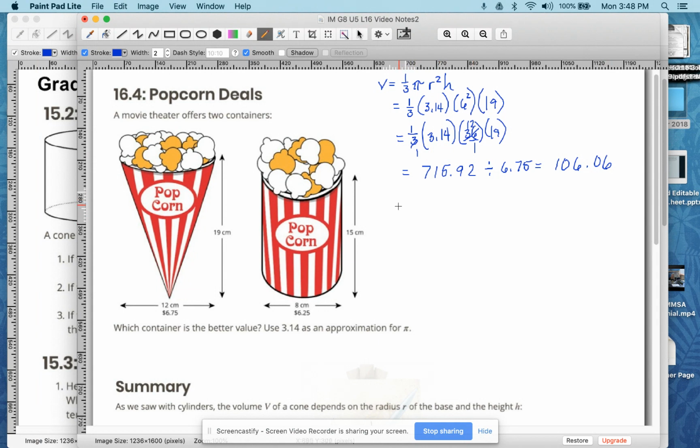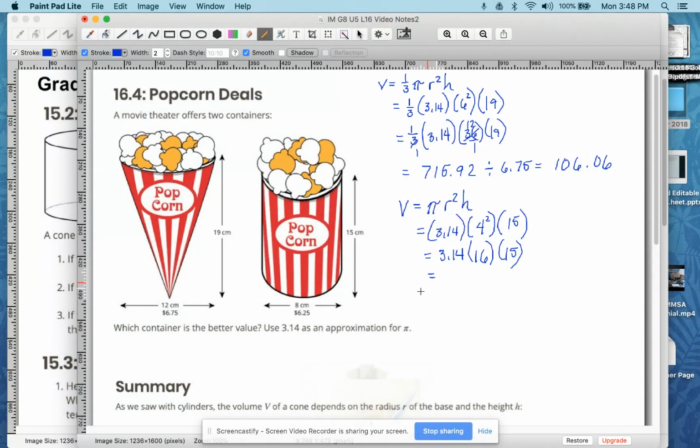And then we'll do the same thing for the cylinder. The volume of a cylinder is pi times radius squared times height. So let's start plugging in numbers. I've got 3.14 times my radius. Well, they didn't give us the radius, they gave us the diameter. So the diameter is 8, which means the radius will be 4, so 4 squared, times my height, and the height of this cylinder is 15. So I've got 3.14 times 16 times 15.